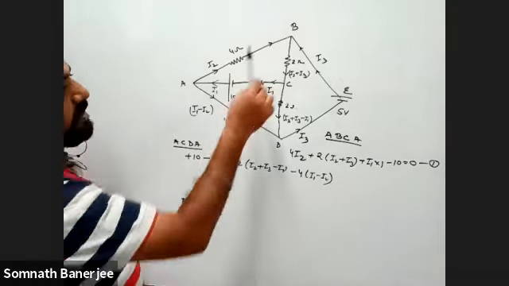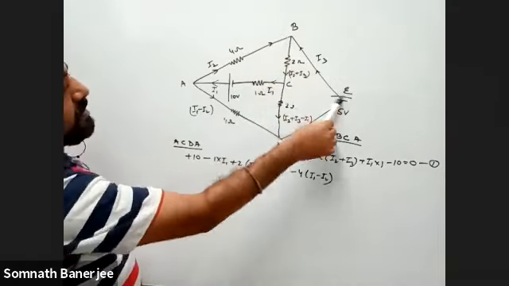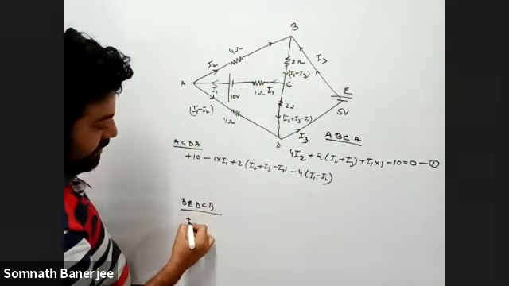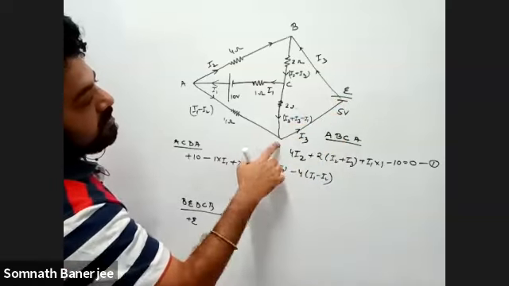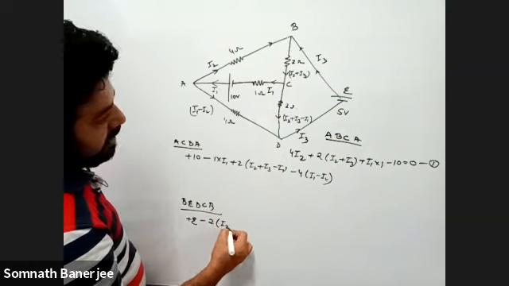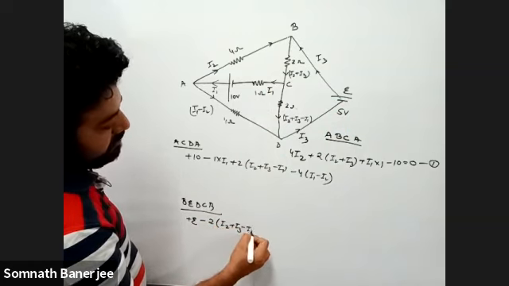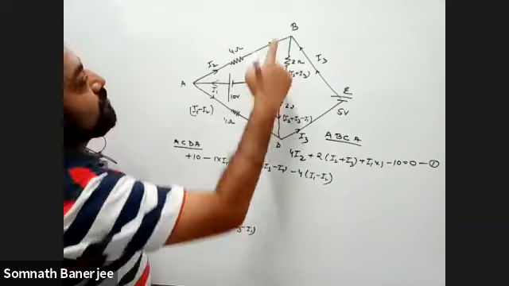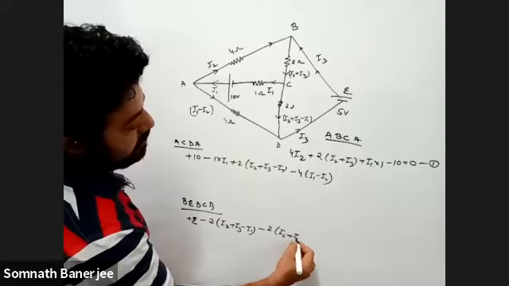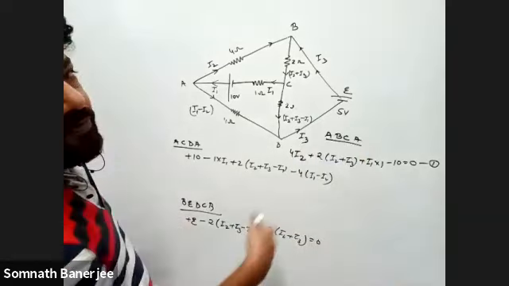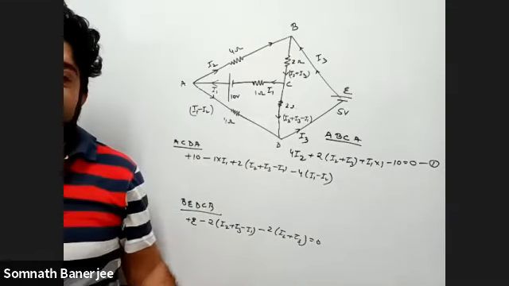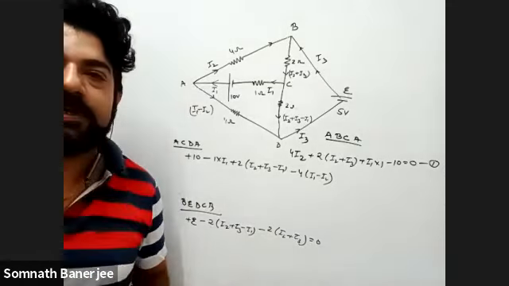Now in B, E, D, C, B, we are moving in the opposite direction and we get the plus. Then we are moving in the opposite direction again, so minus 2 into I2 plus I3 minus I1. And then we again move in the opposite direction, minus 2 into I2 plus I3 equals 0. So you have 3 variables. You can arrange them and then find out I1, I2, I3. Hope you understand this one.